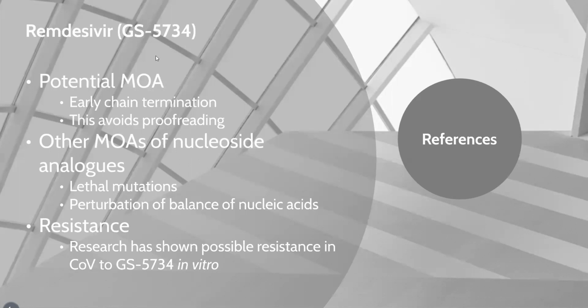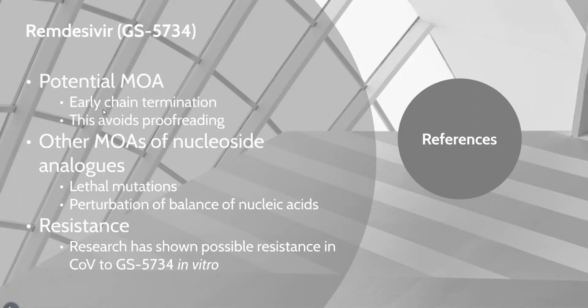There is research out there that shows that remdesivir is causing an early chain termination in the transcription of the viral RNA. This avoids proofreading because we're not creating a lethal mutation, we're just stopping the transcription from happening before it's finished. Other mechanisms of action of nucleoside analogs include the lethal mutations that we talked about, and also perturbation of the balance of nucleic acids that are floating around in the cytoplasm. There are some issues, for instance resistance, and there has been some research that has shown possible resistance in coronaviruses to remdesivir, GS-5734, in vitro.